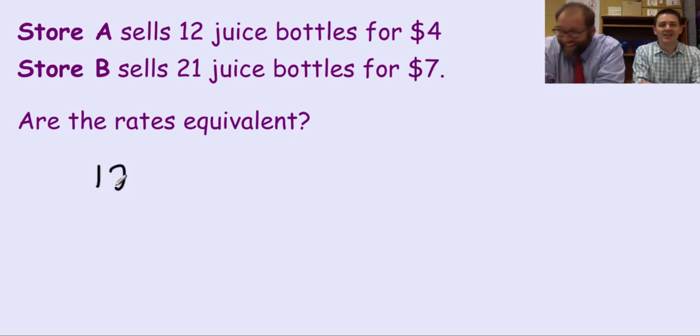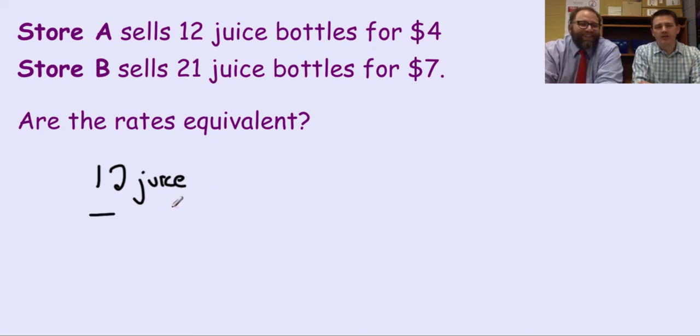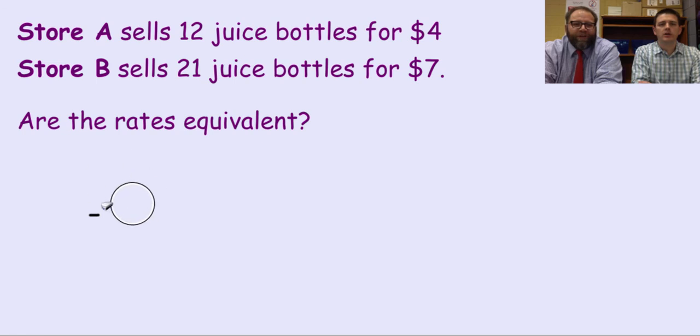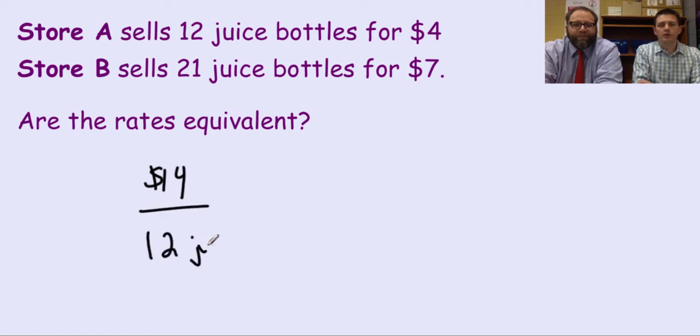All right, so here's how I would set it up. 12 juice, or 12 bottles. Oh, I forgot my magic rule. What are we doing here? Always put the money on top. Money on top. So $4 for 12 juice. We want to know, is that equivalent to $7 for 21 juice?